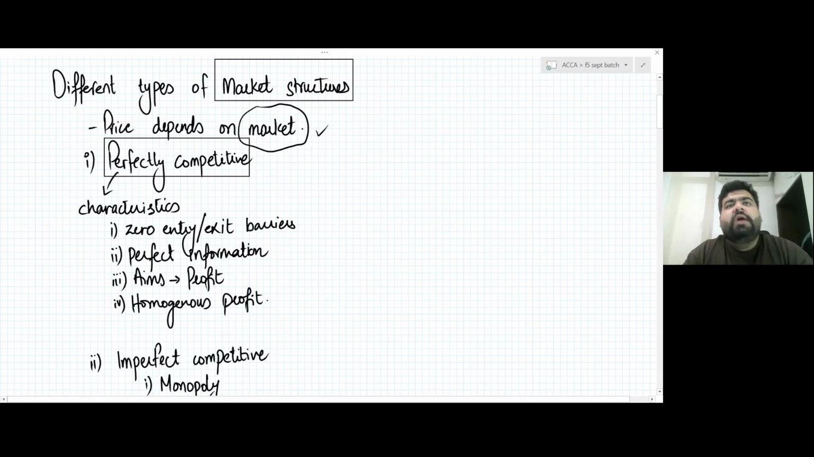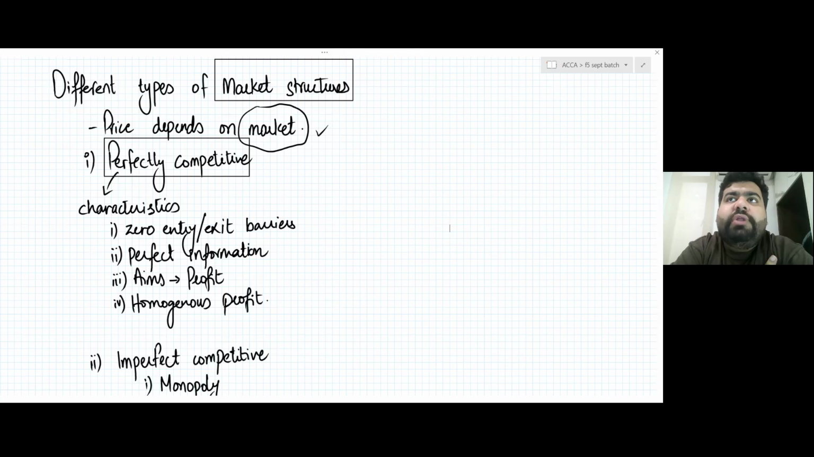Perfectly competitive means, for example, in your country or your city, there may be a big mobile market or a big laptop market. They are dealing in mobiles or laptops, electronic markets, very big. There are thousands of shops in that market. That market is obviously a perfectly competitive market, because everyone is selling the same product. If one shop is selling, for example, Samsung, another shop will also be selling that same Samsung.